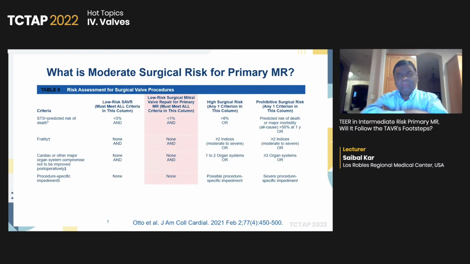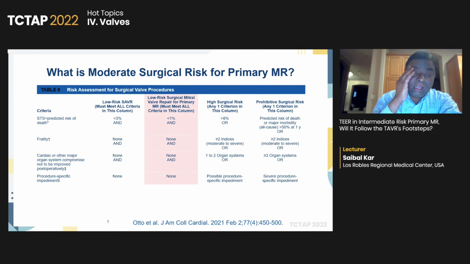Now, what exactly is a moderate surgical risk for primary MR? If you look at the second column, this is again based on ACC guidelines. A low surgical risk mitral valve patient will be considered where the STS score is less than 1, no frailty, no other cardiac issues, no procedure-specific impediments. If all of that is met, then it's less than 1. That's considered a low risk patient. So actually, the low risk patients here are much more low risk than a low risk TAVR patient.